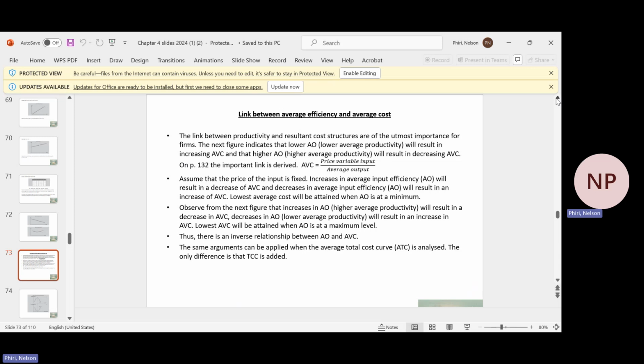We'll observe in the next figure the relationship between AO and AVC. So from the next figure, an increase in average productivity results in a decrease in AVC, like I've already highlighted, and a decrease in AO results in an increase in AVC. So there's that inverse relationship between AO and AVC.